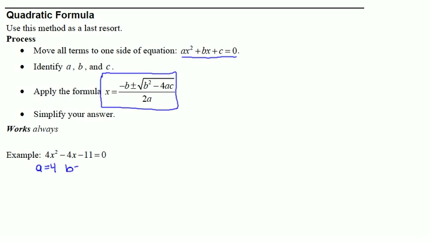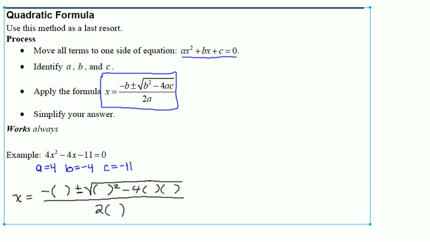First thing we're going to do here is identify A, B, and C. We can see that the terms are already all on one side. We have 0 on the other side, so I have A equals 4, B equals -4, and C equals 11. I'm going to plug these all into the formula, trying not to simplify anything as I go. In this very first step, I just want to plug into the literal formula that I have.